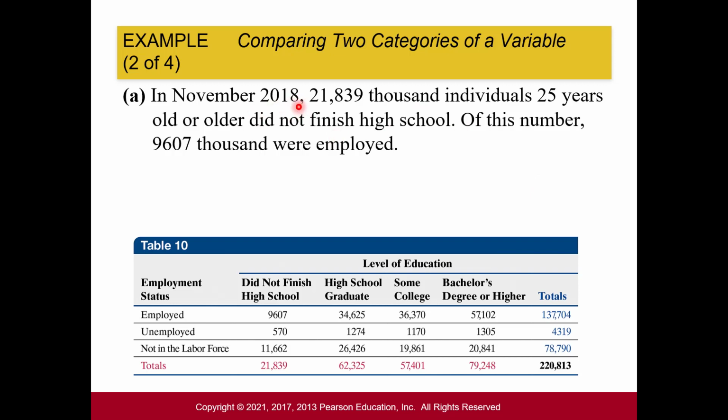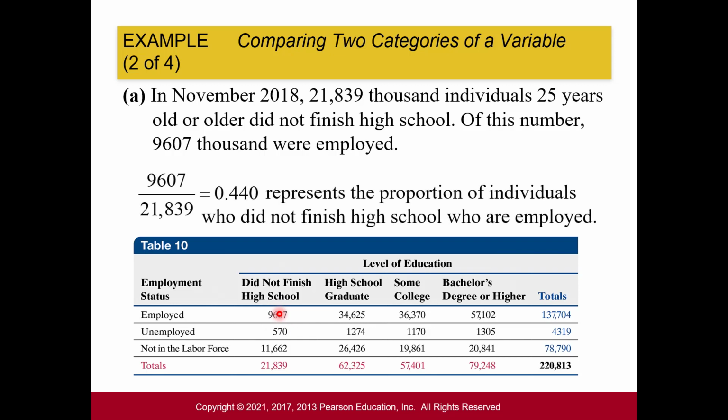Okay, so in November 2018, 21,839,000, so that's actually 21 million, individuals 25 years or older did not finish high school. And that's from our totals right here. And of this number, 9,607,000 were employed.